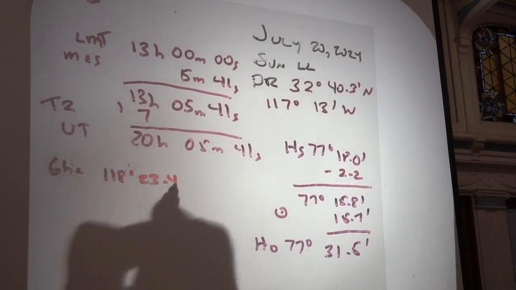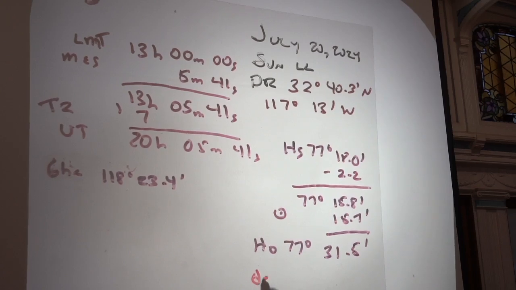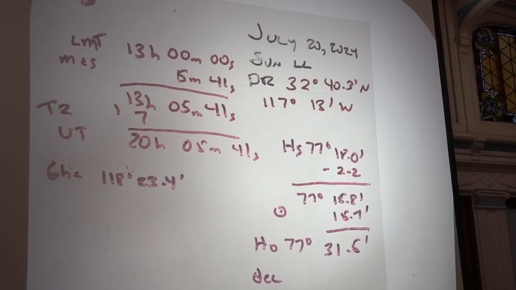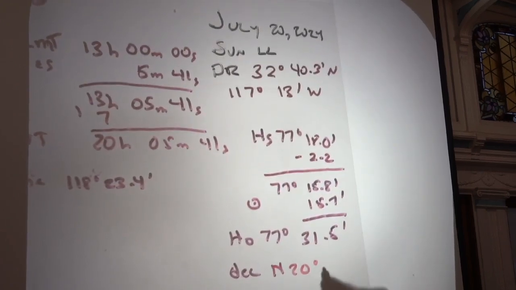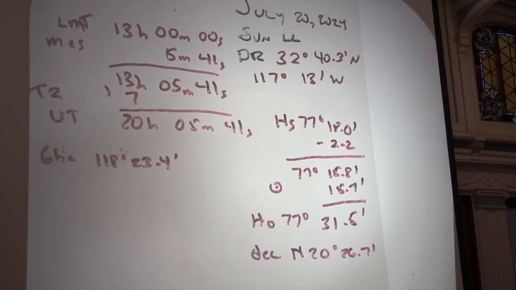118 degrees 18.23.4. Okay, so that's the GHA. I'm going to come over here and write declination, and in the same row that I found the 118 degrees, I'm going to go over and write down north 20 degrees, 26.7. This comes out of the same table. Same table, just go immediately to the right, and you'll see 20 degrees, 26.7.